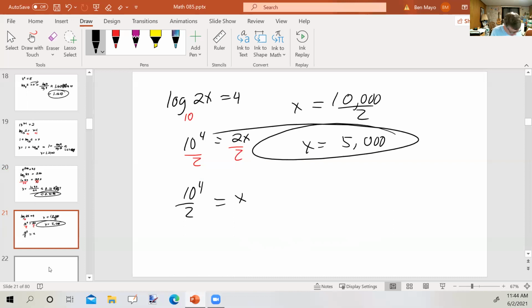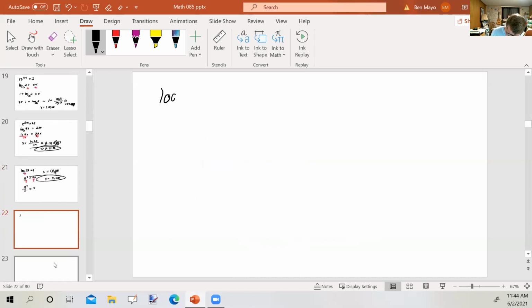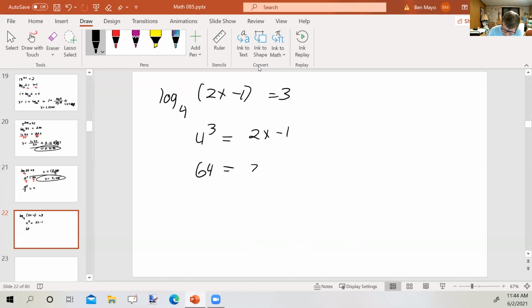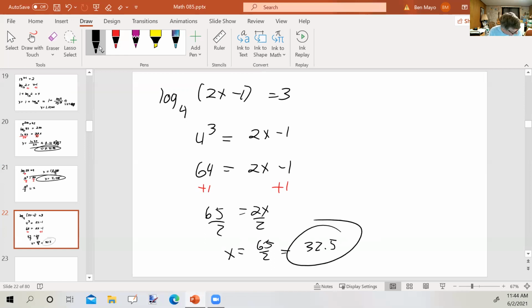Let's see here. How about this one? Log base 4 of 2x minus 1 equals 3. So we get 4 cubed equals 2x minus 1. 4 cubed is 64. 64 equals 2x minus 1. Add 1 to both sides. 65 equals 2x. Divide by 2. X equals 65 over 2, or what, 32.5.